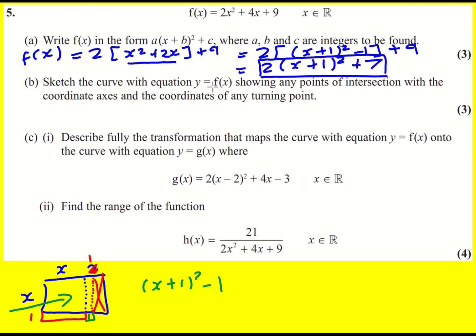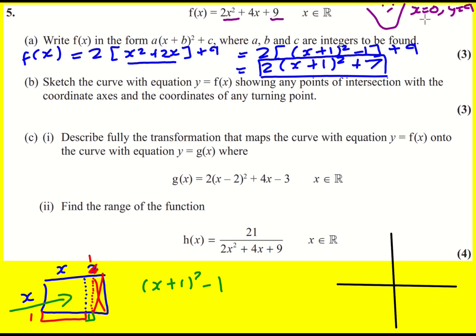Then we're asked to sketch this function, showing any points of intersection with the coordinate axes and the coordinate of any turning point. So I'll do it down here. Okay, right. First thing is that it's going to be a happy quadratic. It's a positive x squared curve. It's going to go through the y-axis at 9. So x equals 0, y equals 9.